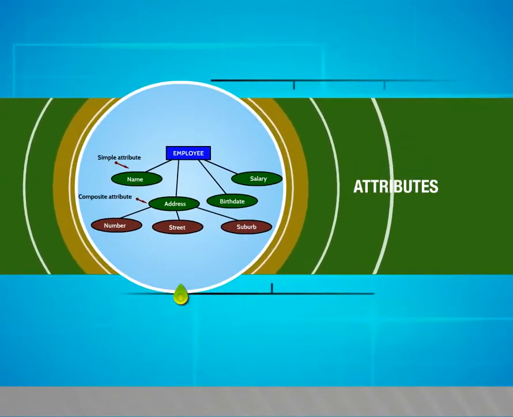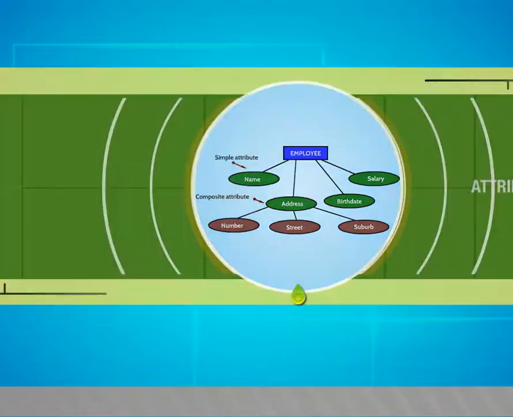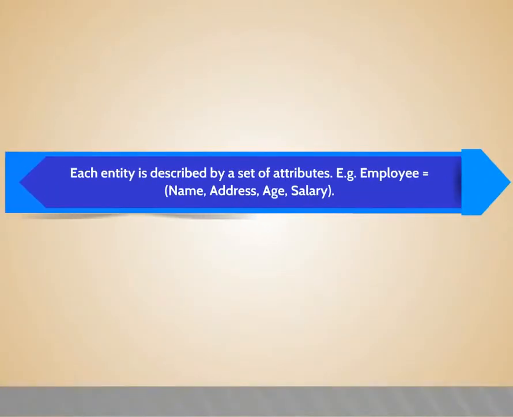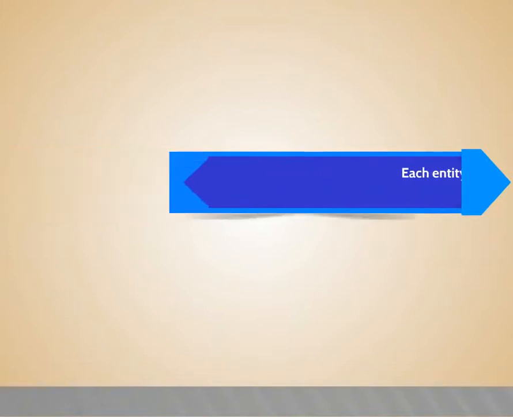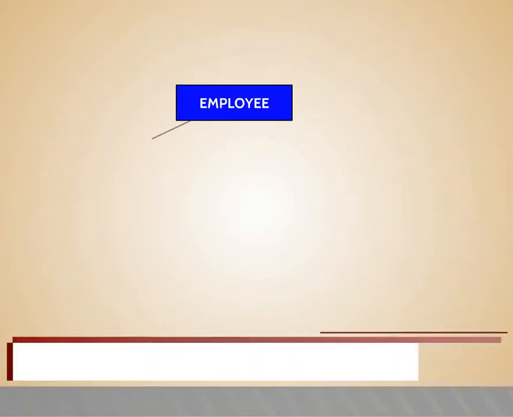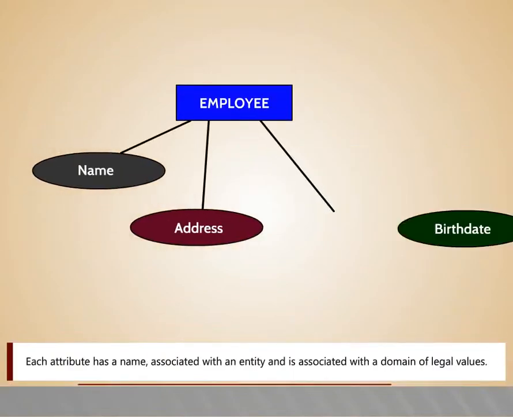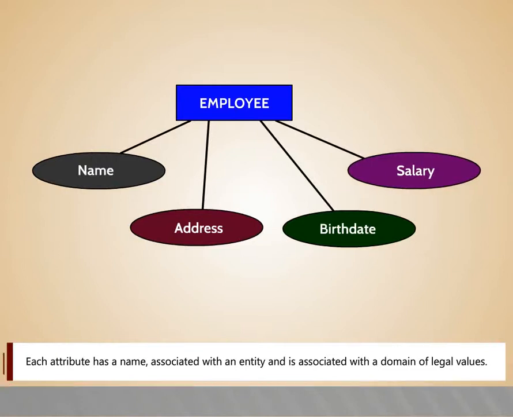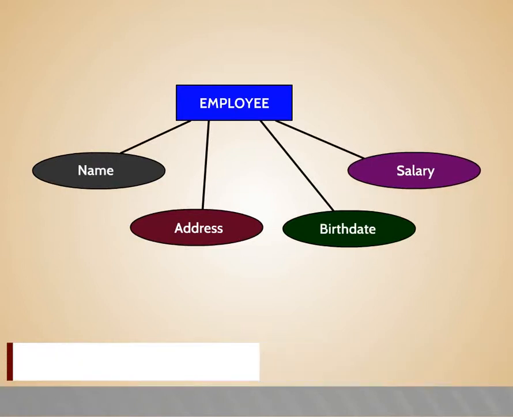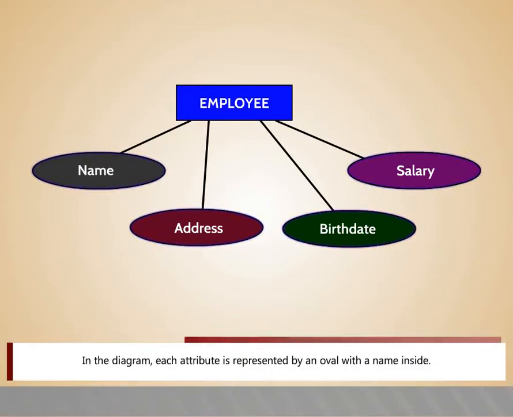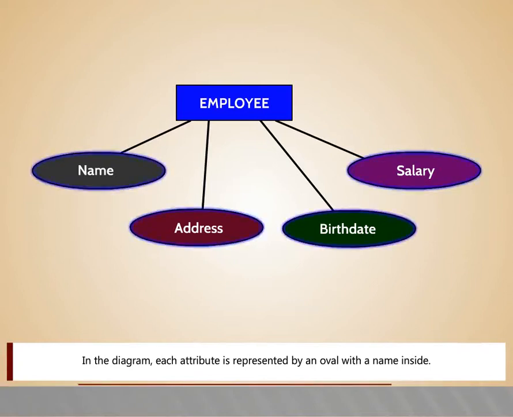Attributes. In this video, we are going to see about attributes. Each entity is described by a set of attributes. For example, employee equals name, address, age, salary. Each attribute has a name associated with an entity and is associated with a domain of legal values. In the diagram, each attribute is represented by an oval with a name inside.